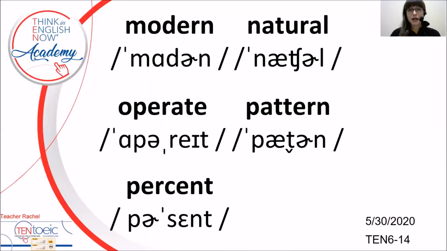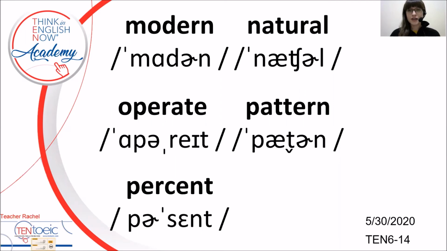Modern. Modern describes something that is new, not old. So maybe, for example, a house. I want to live in a modern house. So it means it's new, but also has a very new style. It doesn't look very old.